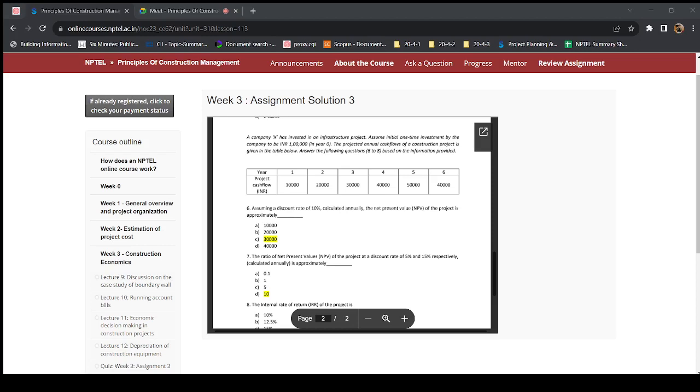So question number 7 asks for the ratio of NPV of the project at discount rates of 5% and 15% respectively. Yes, sir. So NPV is equal to minus 100 plus 10 into P given F, NPV at i.